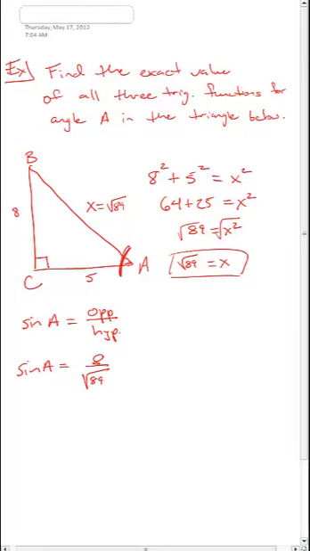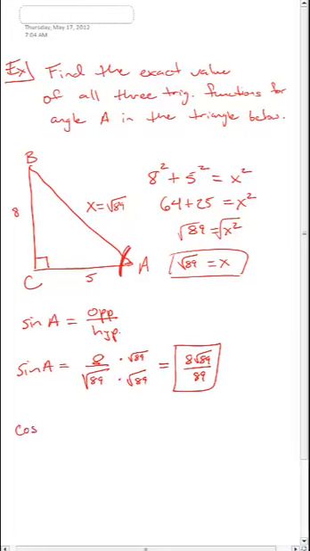Because we have this in terms of a radical in the denominator, we have to rationalize the denominator. The way you do that is by multiplying both the numerator and denominator by whatever was in the square root. So the square root of 89 on the bottom, multiplied by the square root of 89 on the top. So this will equal 8 square root of 89 all over 89, because the square root of something times itself is just whatever's inside. So that would be the sine of A.